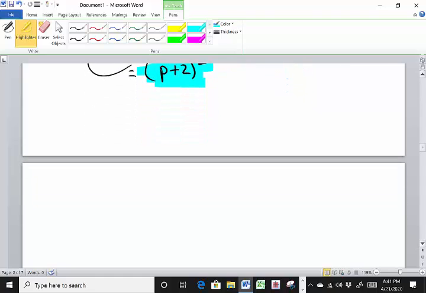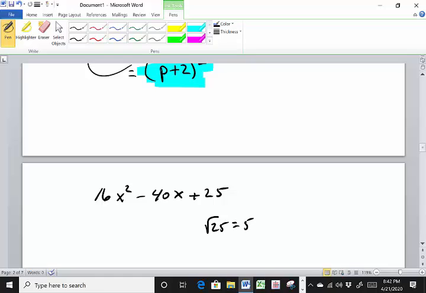Okay? So let's do another one. Let's go with this one here. 16x squared minus 40x plus 25. So I would just check this real quick. Well, what's the square root of 25? Well, that's just 5, so that's good. What's the square root of 16x squared? Well, that's actually equal to 4x.